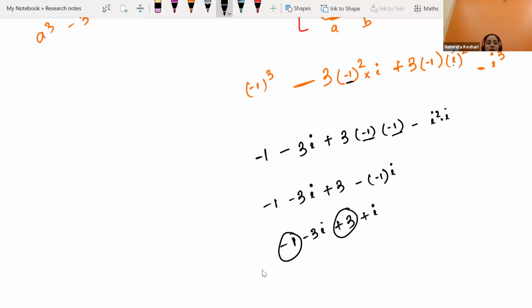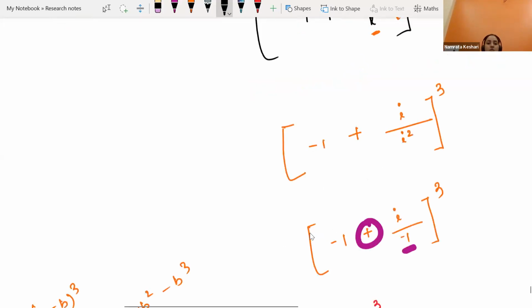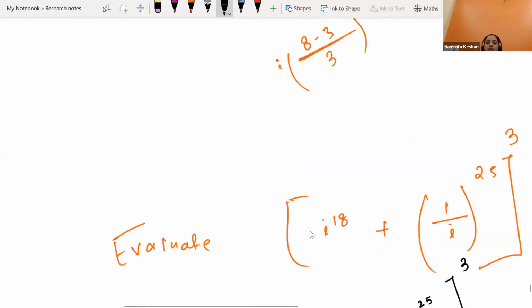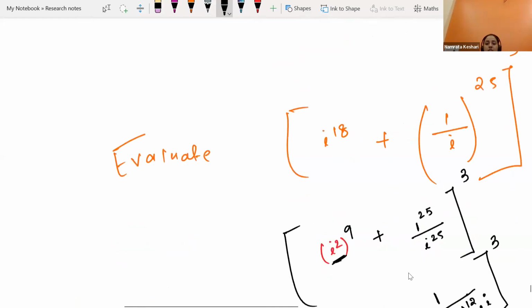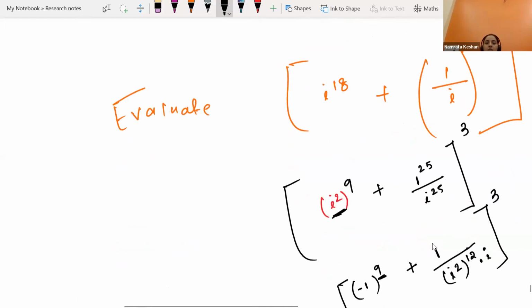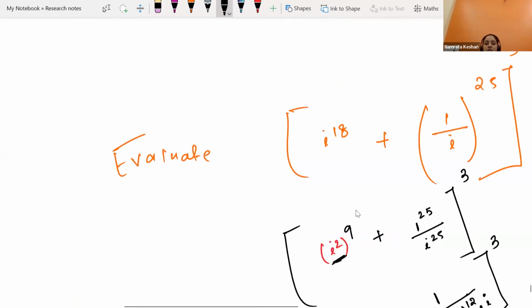Just a moment, are we making any mistake? Because it says to evaluate, and whenever this type of evaluate-based question comes, the answer must be 0, 1 like this. Just a moment, let me match.